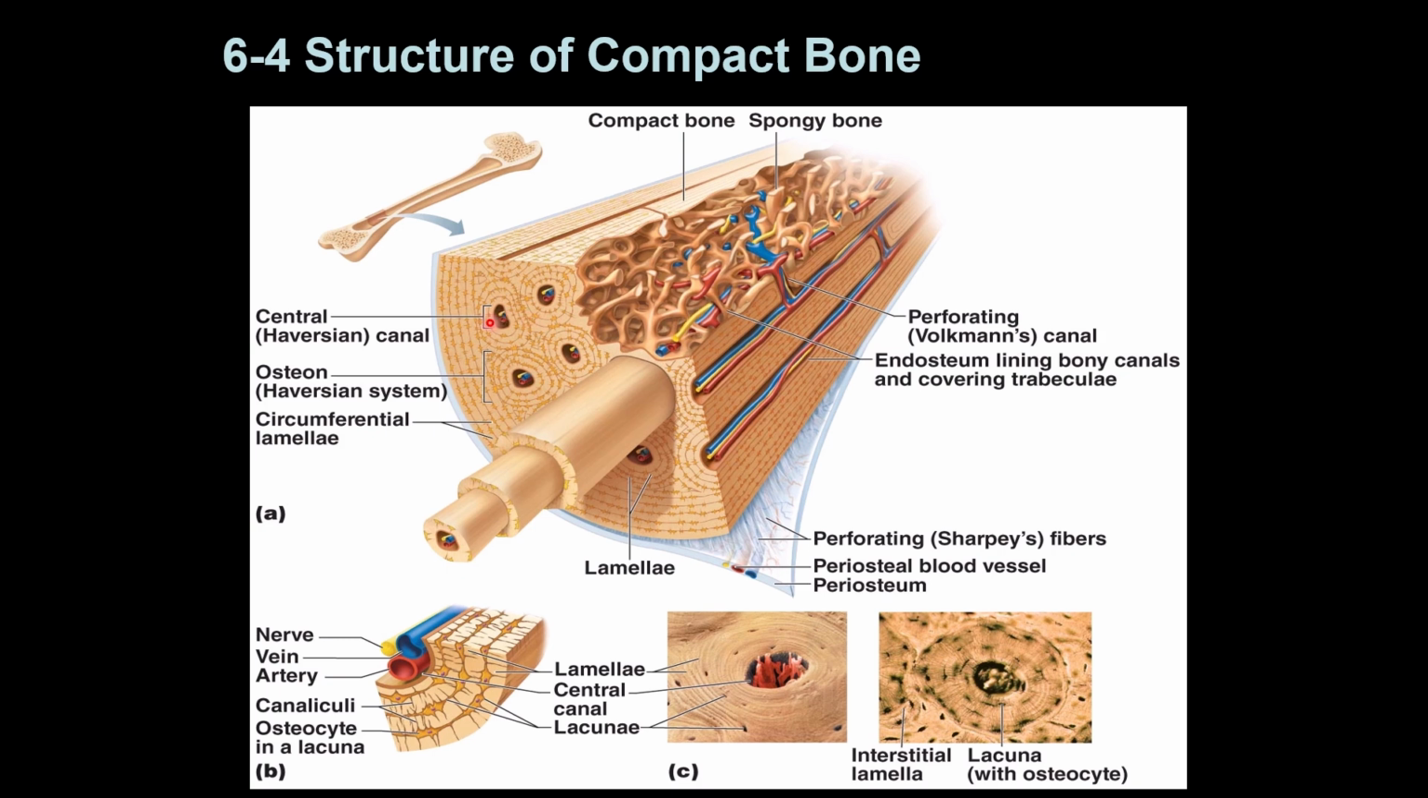The third one is called interstitial lamellae. So this is the spelling, interstitial. These are between the concentric lamellae, and these are the old concentric lamellae. So these are the newer ones, and these are the old ones. So in between the newer concentric lamellae, this is the interstitial lamellae. Okay.